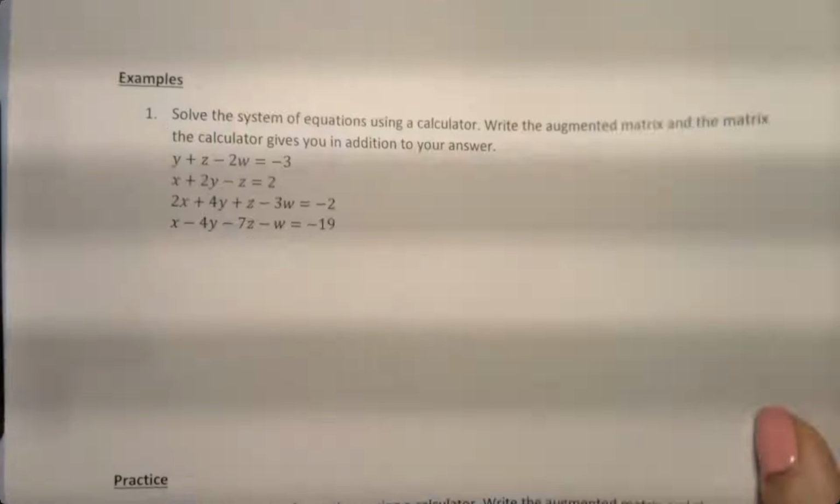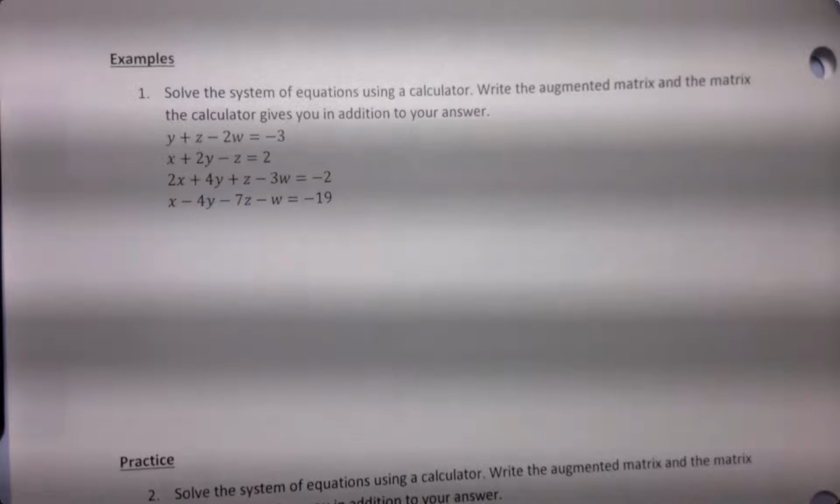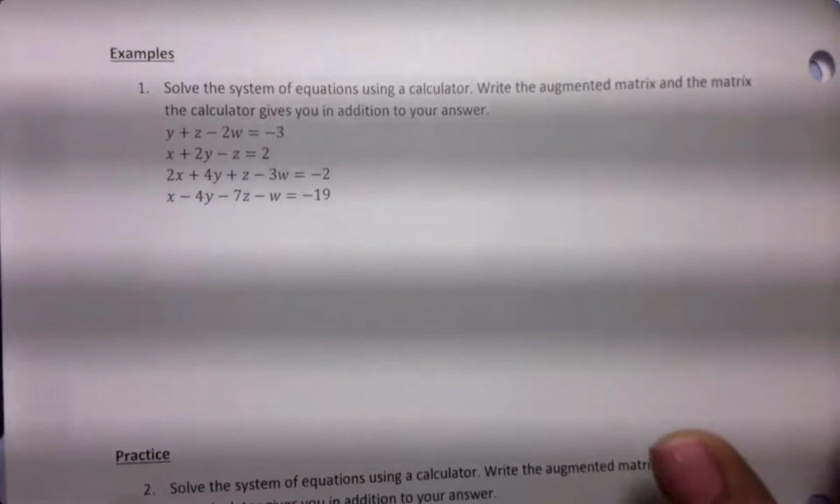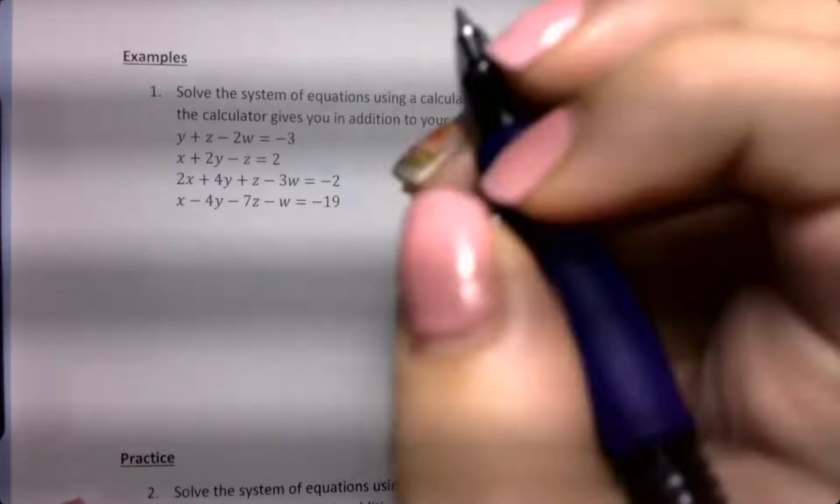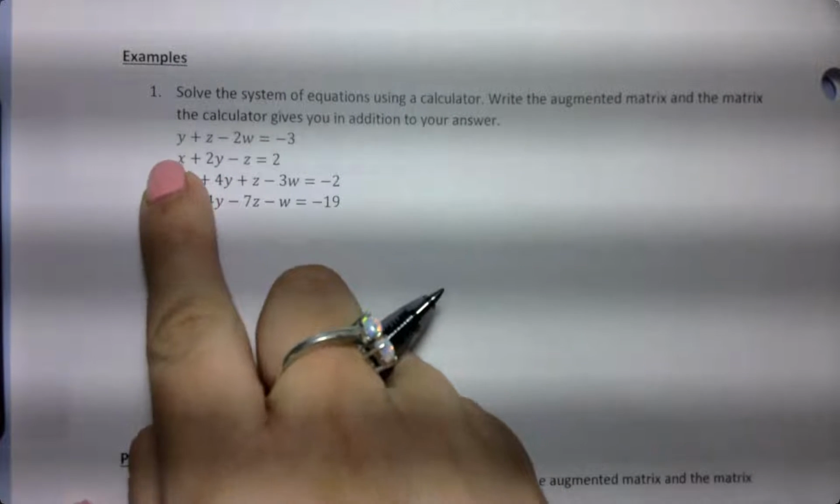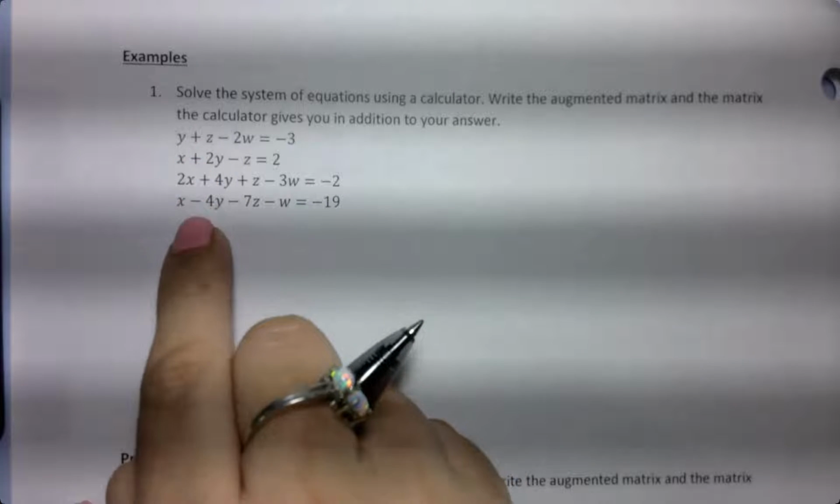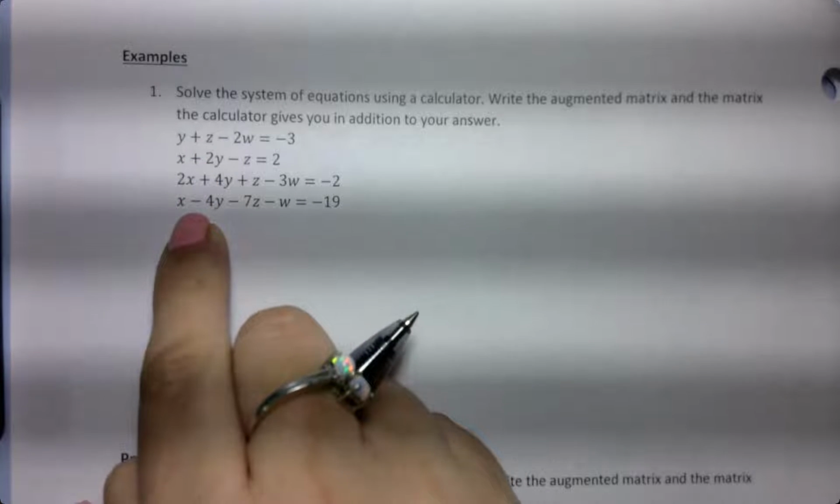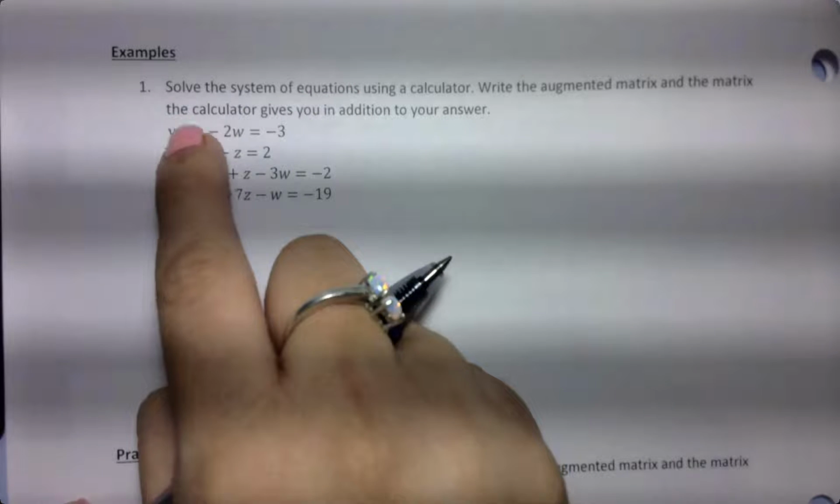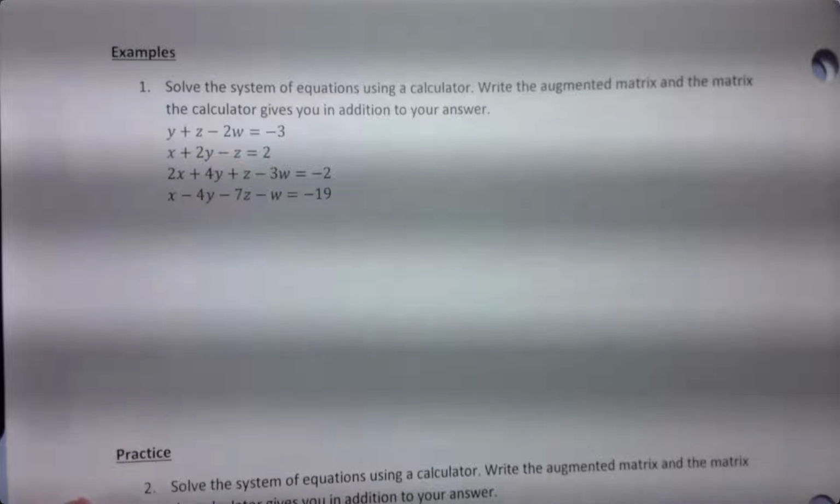Now I am actually going to solve these out. So this one wants me to solve it using the calculator, and to write my augmented matrix, the matrix the calculator gives me, and then my answer. So I'm going to start off by looking at how many variables I have. I have 1, 2, 3, 4 equations, and then I have x, y, z, w. So I have 4 variables.